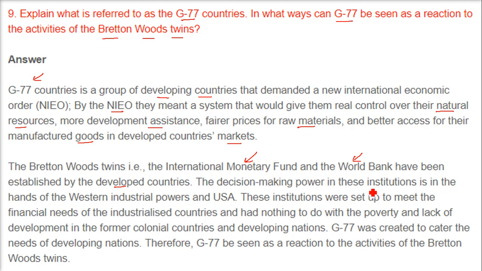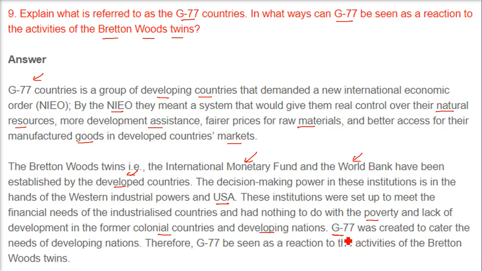The decision-making power in these institutions is in the hands of these developed countries, Western industrial powers, and the United States of America. So these institutions were set up to meet the financial needs of the industrialized countries and had nothing to do with the poverty and lack of development in the former colonial countries and developing nations. So those who got freedom from colonies, IMF and World Bank has nothing to do with them, or they were not created to help them.